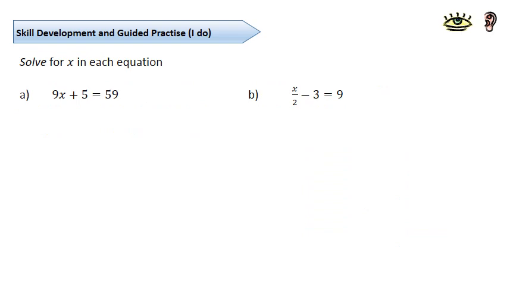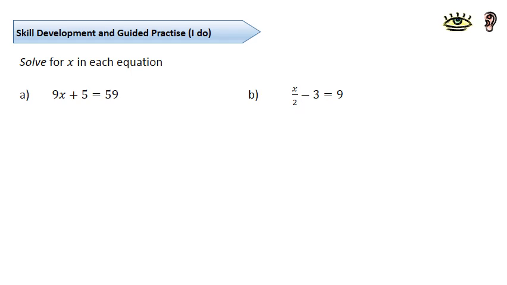So let's have a look at a couple of equations here where we're going to do the same thing to both sides. Solve for x in each equation. So let's have a look at this one. We've got 9x plus 5 equals 59. If you remember back to your order of operations, now we're going to do it backwards, because we're going to unwrap this equation and try to get back to that x.